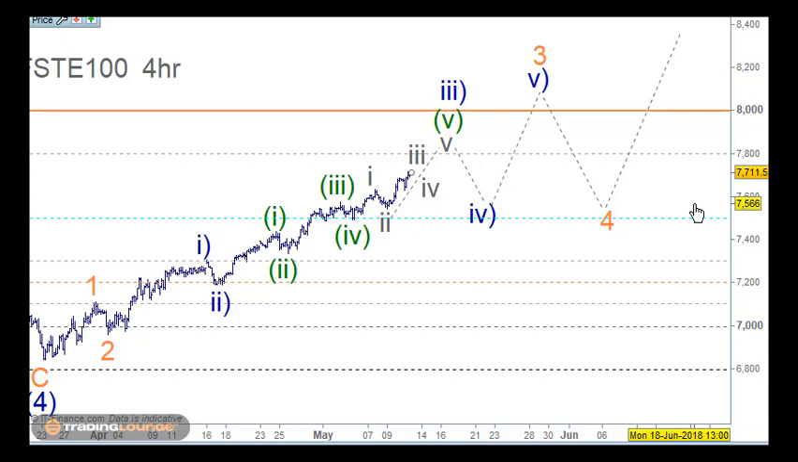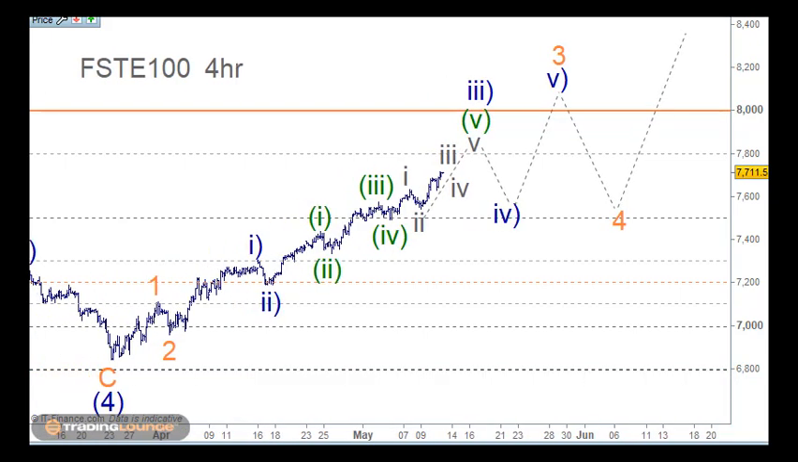So I'll leave it at that because the video is going on a little bit long here, but I just wanted to take a bigger picture of the FTSE today and a possible another count in line with the Asian count, which is in line with the commodity market resources.